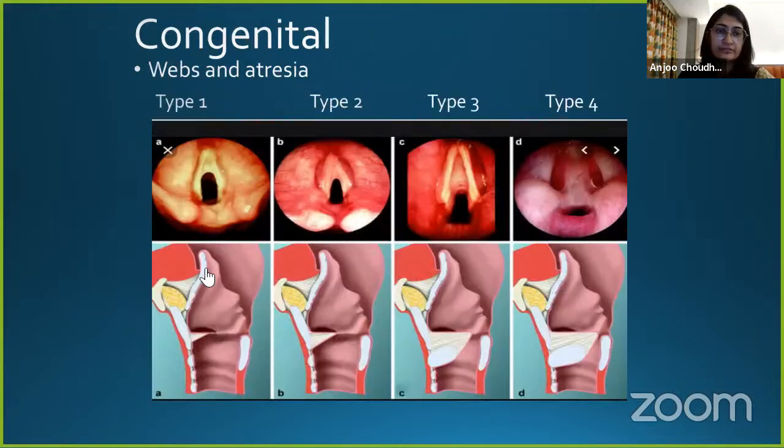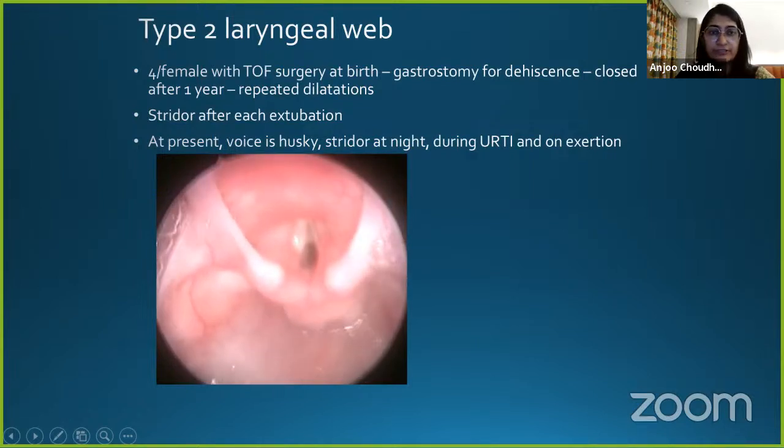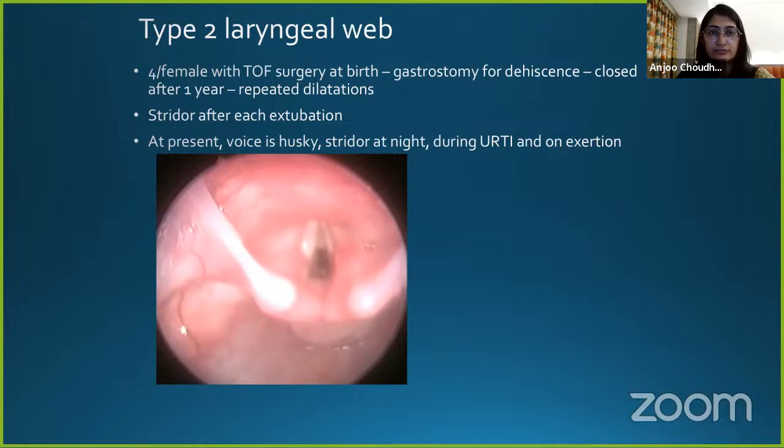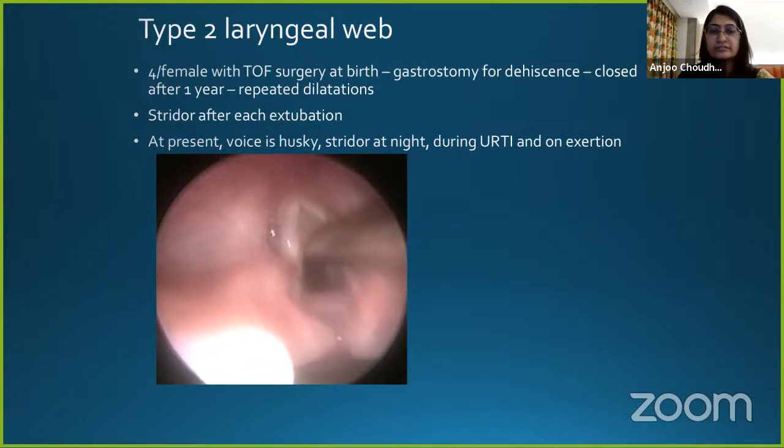Like in this case, this child was operated for TO fistula at birth with multiple procedures and repeated dilatations for the dehiscence of the gastrostomy. After every extubation, the child presented with stridor. On doing a scopy, he had this kind of web between the two vocal cords, along with a narrowing in the distal airway.